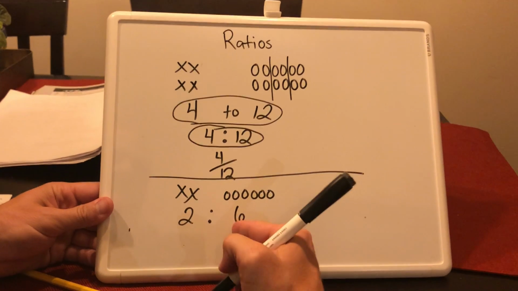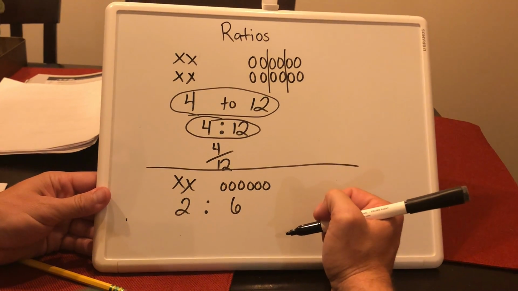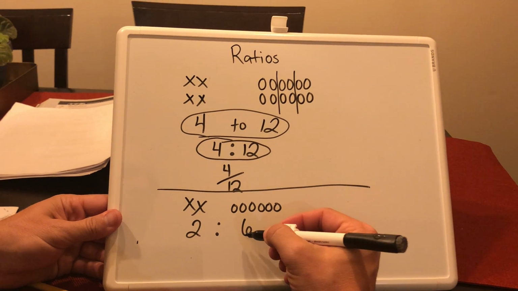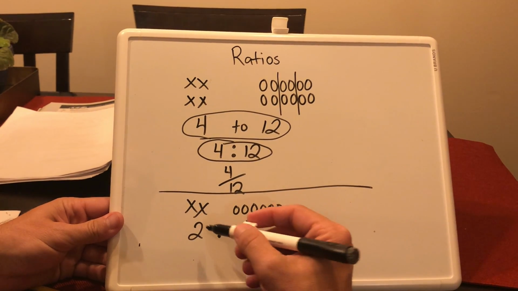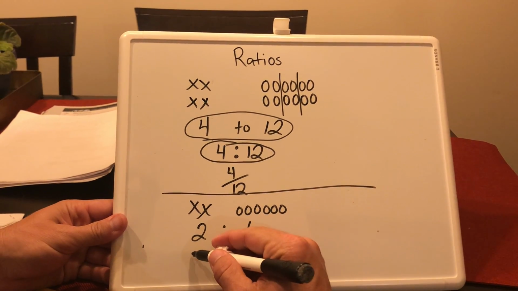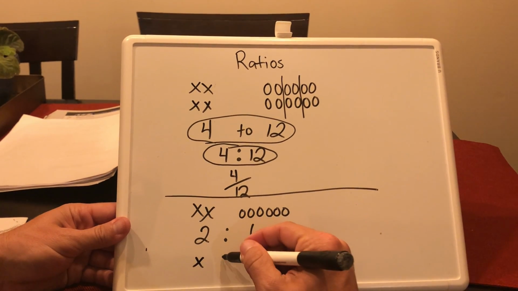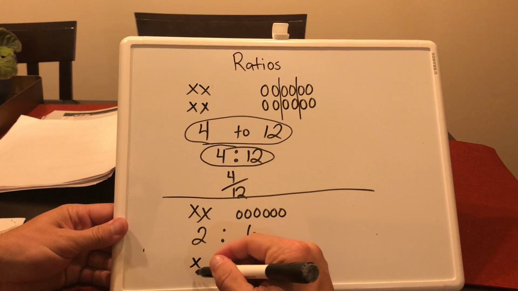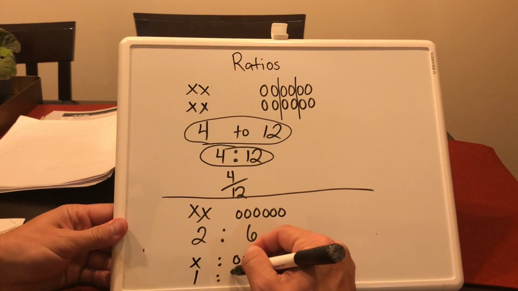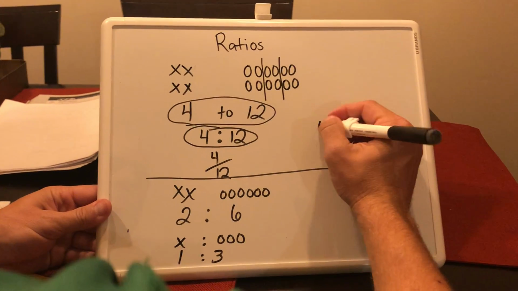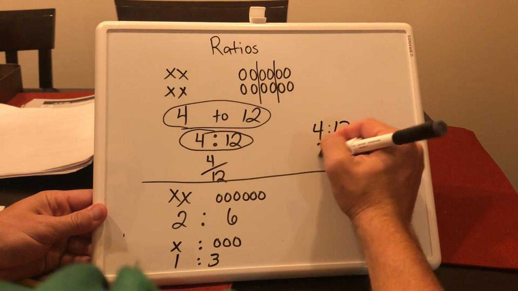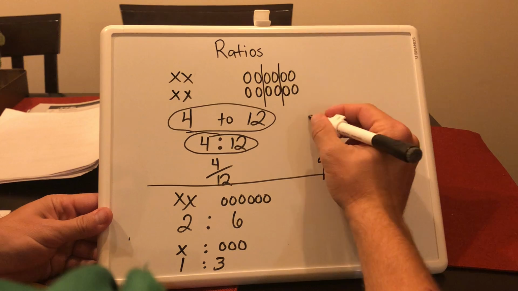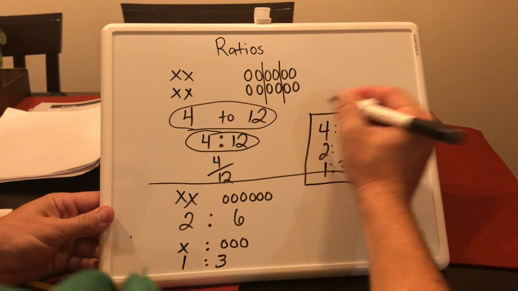If I look at these numbers 2 and 6, I can actually go even more simple. They both share 2 as a factor. So if 2 goes into 2 one time, I can cut this number in half, and I can cut my circles in half, giving me a ratio of 1 to 3. So 4 to 12, 2 to 6, and 1 to 3 are 3 equivalent ratios.